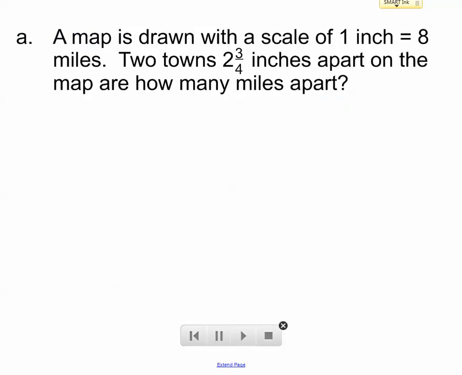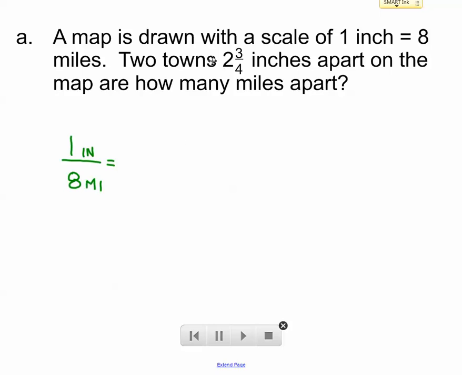A map is drawn with a scale of 1 inch equaling 8 miles. Two towns 2 3/4 inches apart on the map are how many miles apart? Well, whenever I'm given a scale, usually the first thing I do is write down that scale in fraction form. 1 inch is equal to 8 miles on the map. So 1 inch equals 8 miles. 1 inch on the map is equal to 8 miles in real life.